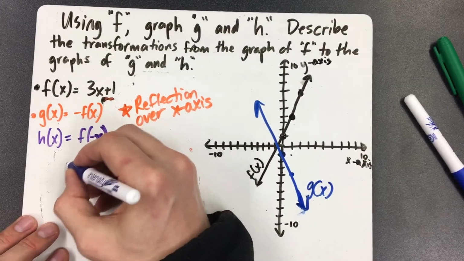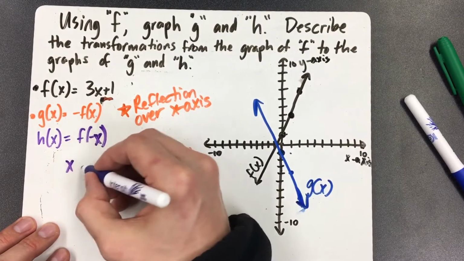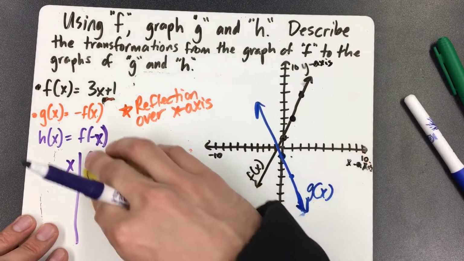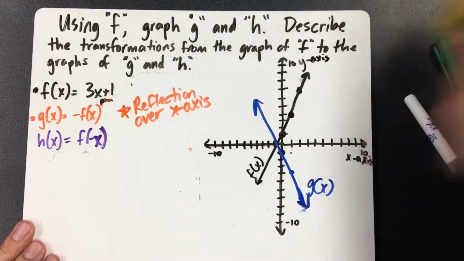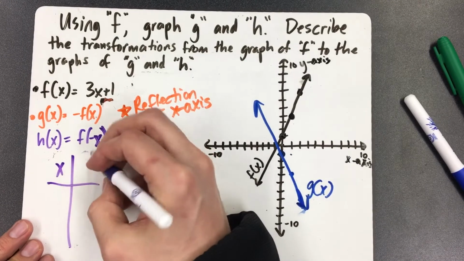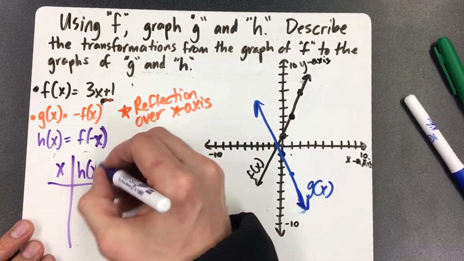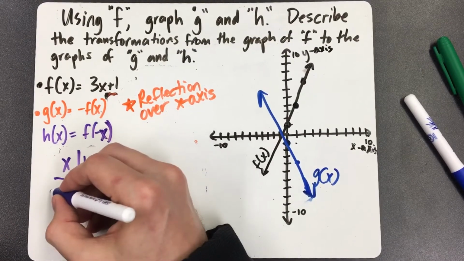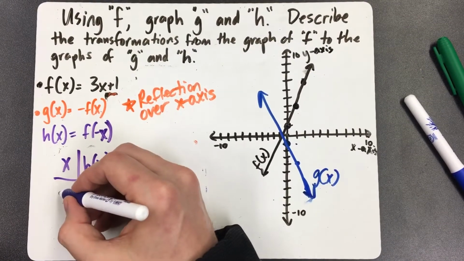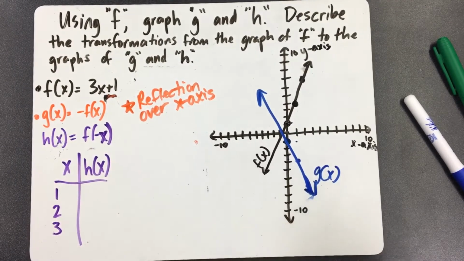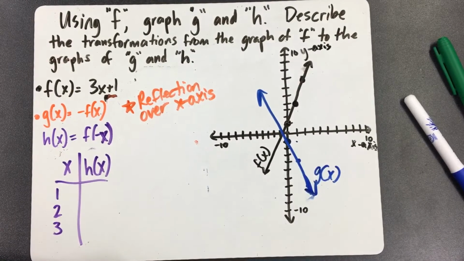So now when I do this last one, the purple guy here, if I pick x and then I do the h of x, okay? When I do this last one, I'm going to pick my numbers. Instead of picking 0 on this one, I could pick 0 again, but just for the sake of explanation here, I'm going to pick a different number. Let's say we just pick 1, 2, and 3.